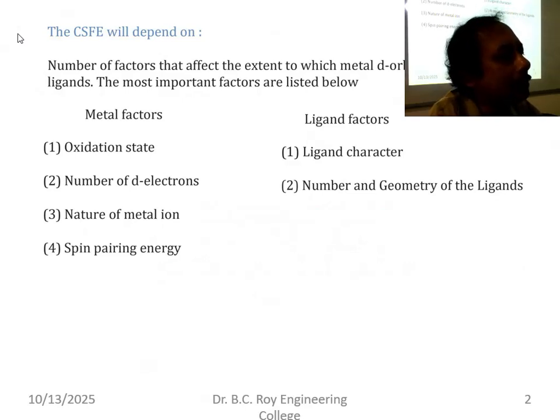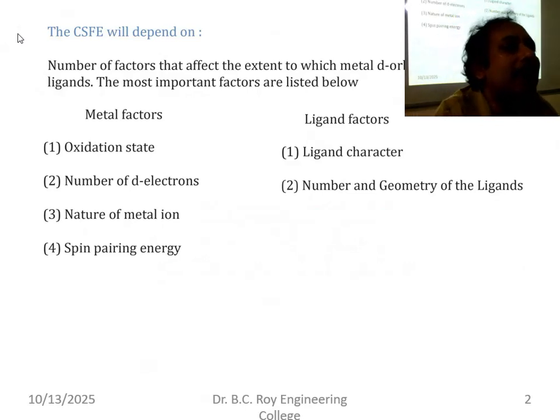So tetrahedral splitting will be less and octahedral splitting will be more. And there is a relation also: Delta T equal to 4/9 Delta O. Delta T means tetrahedral splitting energy, CFSE equal to 4/9 Delta O. That is the relationship between the two.